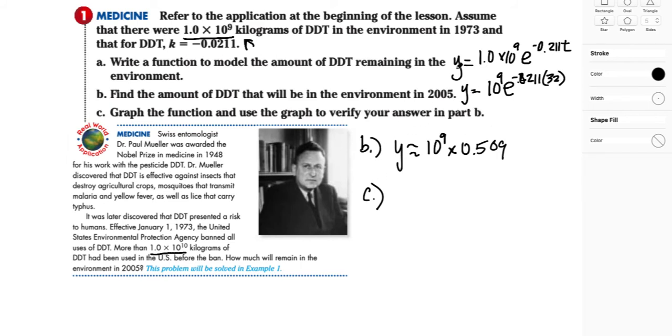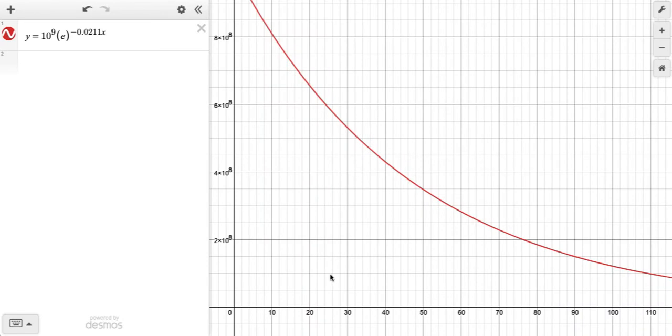To graph it, we're going to start off with this function here. We'll put it in Desmos, and then we'll see what happens when x, which we're going to use for t, is equal to 32. Okay, so we can kind of get an idea. I had to do a lot of adjustments to the x and y axis since I'm dealing with time. 0 to 100 years I thought was pretty good, so I got a little bit more than that.